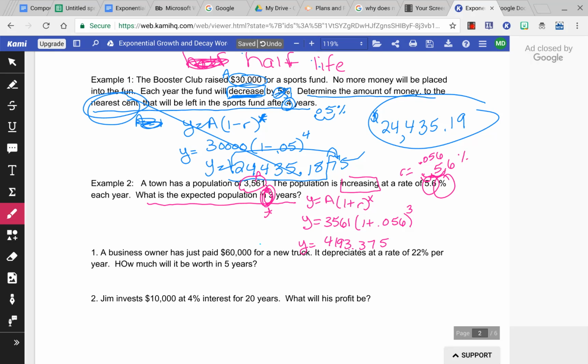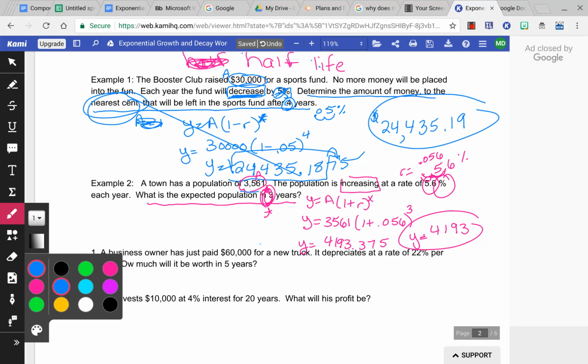What is the expected population? It really doesn't tell us what to round it to. So if we round it to the nearest whole number, then my population is approximately 4,193 people. So my population started at about 3,500 and now it's already up to about 4,000 people. Why is that? Because it was increasing at 5% per year.